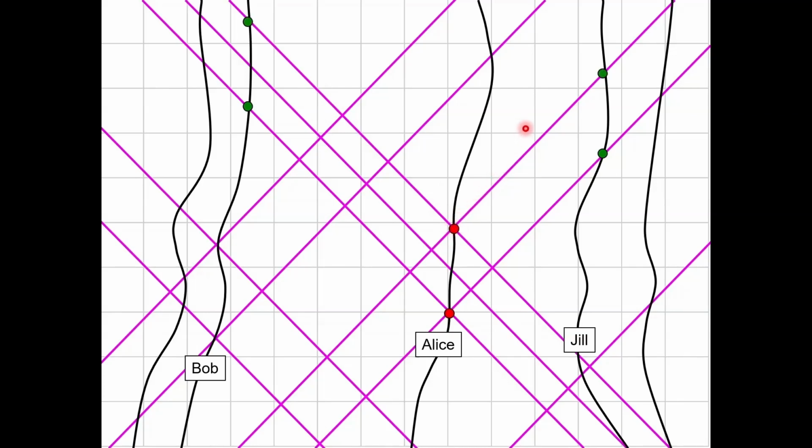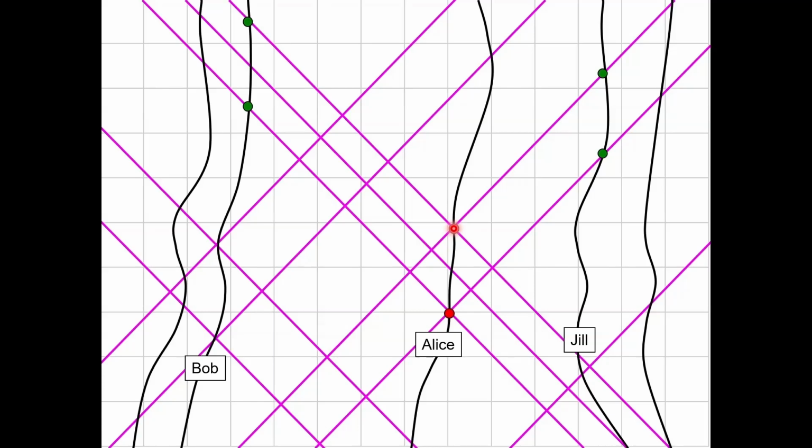And again, when we look at Jill's world line at this point, then it will have the property values of Jill and field values that are correlated to the property values at this point of Alice. And the same for Bob. Bob's property values at this point and field values that are correlated to this point on Alice's world line.